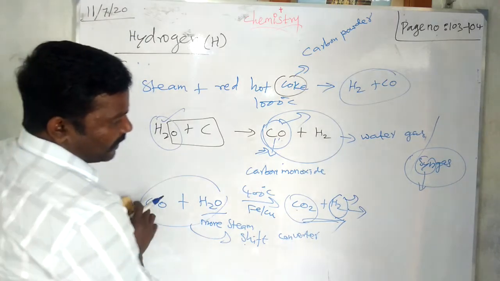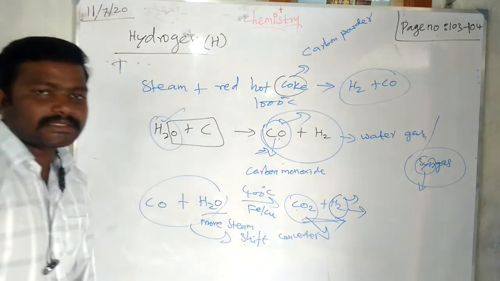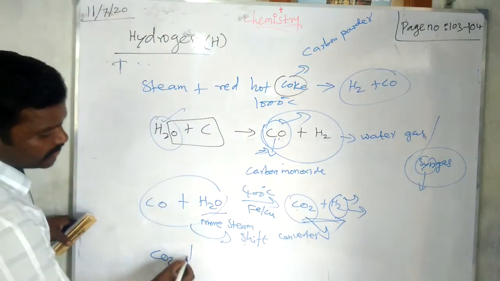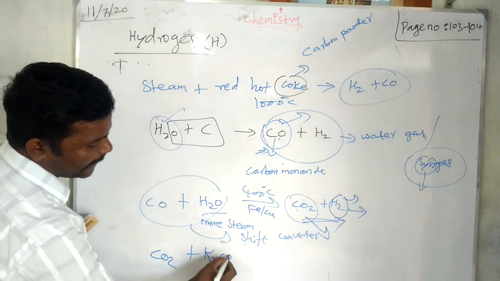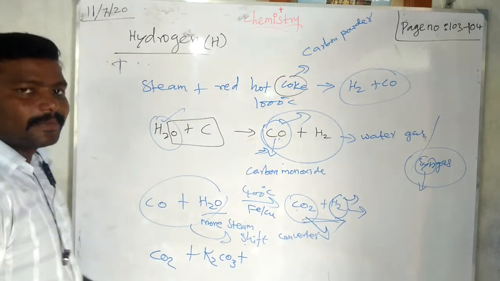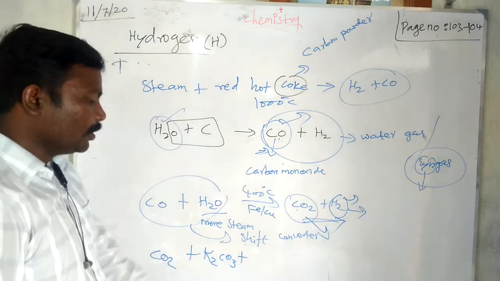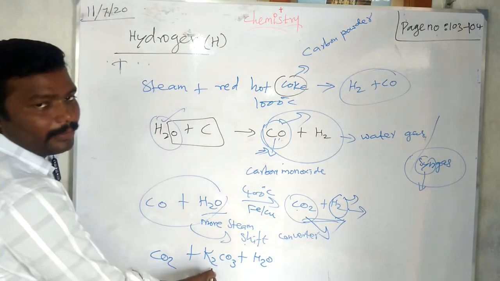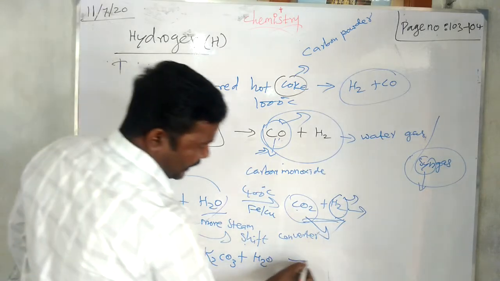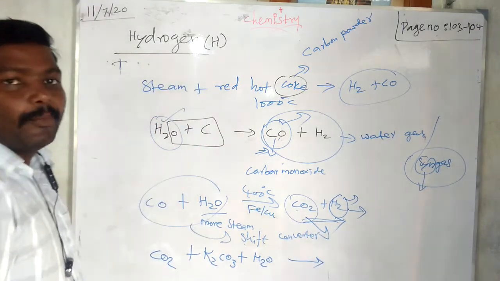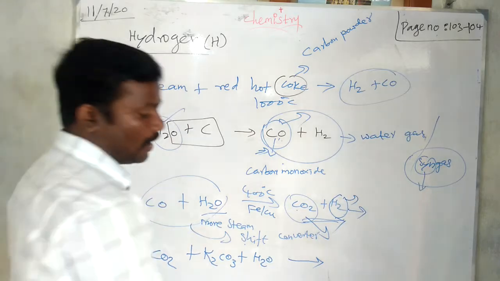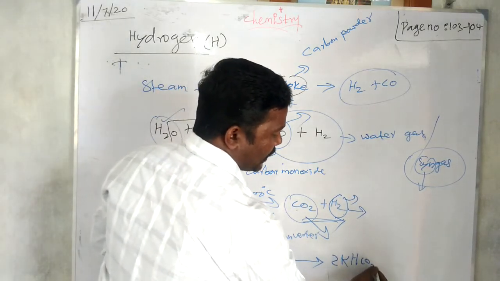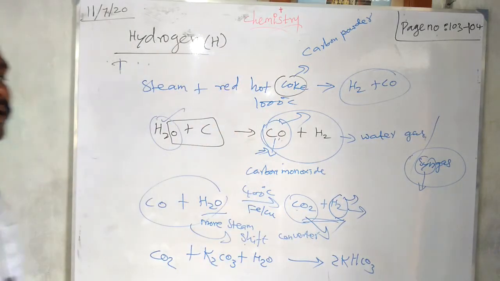Then here we got the carbon dioxide, you know. That carbon dioxide we want to remove by using the potassium carbonate solution. Potassium carbonate means K2CO3. Solution means you have to add the water. So potassium carbonate solution with carbon dioxide will form potassium bicarbonate salt. What is potassium bicarbonate? KHCO3 is called potassium bicarbonate.